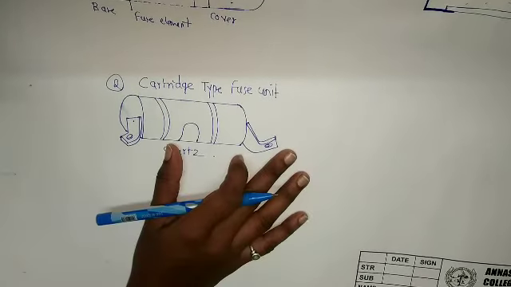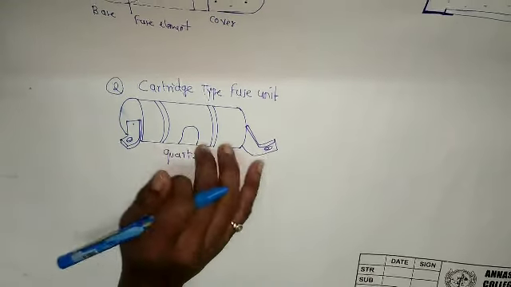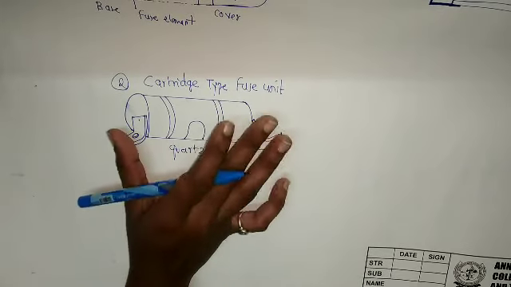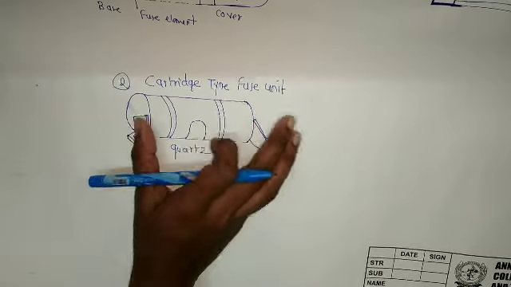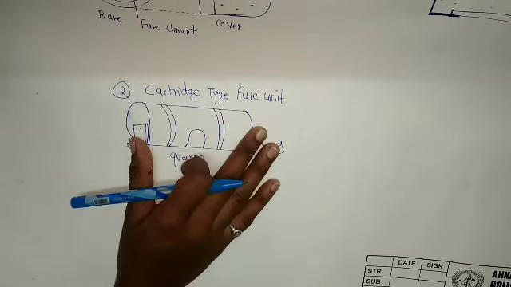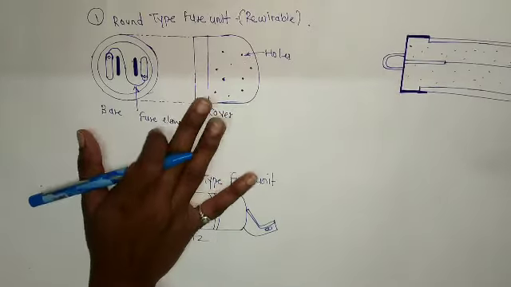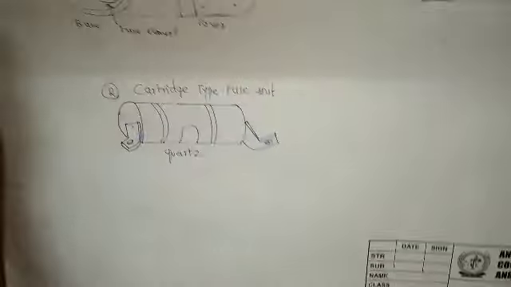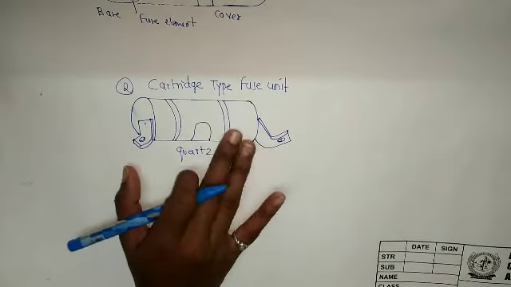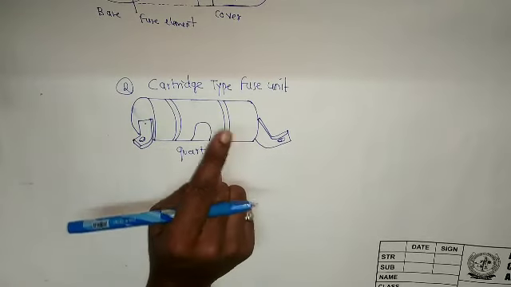Now, if the fuse goes off, the complete unit is to be replaced. As I told you, whenever there is overcurrent, the fuse wire will melt, and we have to replace the complete unit. So this is very costly. It cannot be rewired. In the first case rewiring was possible, but here rewiring is not possible. And on this cartridge type fuse unit, there is one index circle.